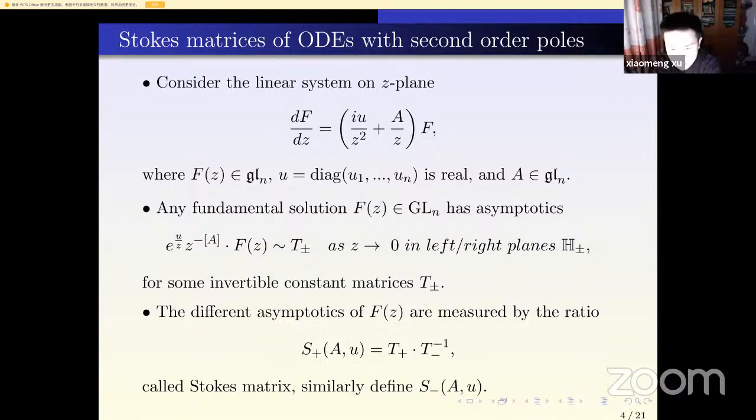And similarly, we can define S minus. So in total, any linear system of this form has two Stokes matrices. One is S plus, one is S minus.